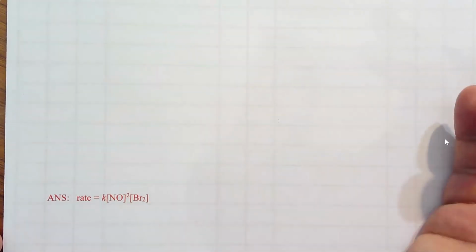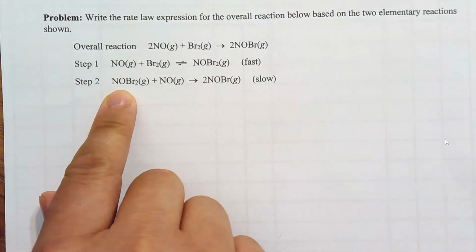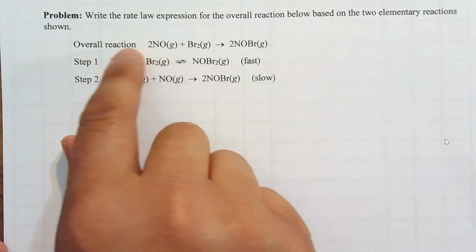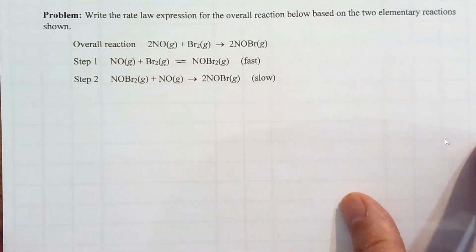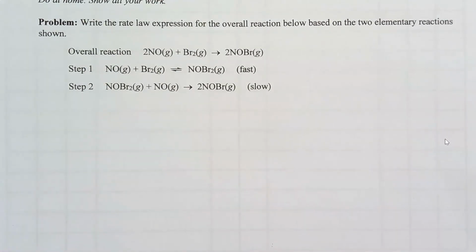I want all the work. How did you replace NOBr2 with terms that are actually reactants in the overall reaction? Okay, I'll stop talking, get to that, see if you can prove, right? Prove that the rate law expression for the overall reaction is indeed this.